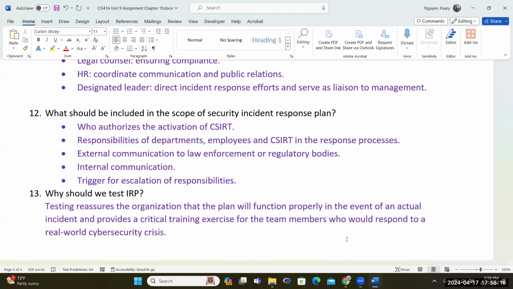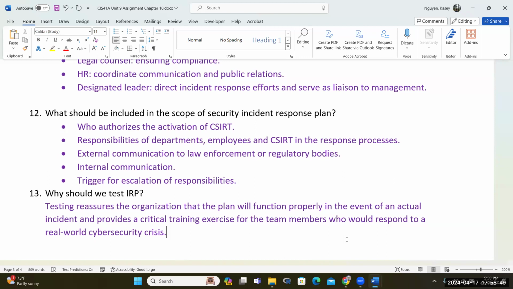Now, insurance will require that you have an IRP if you have cybersecurity insurance, just like how you have property insurance, right? They would require that you have all the measures to prevent fire and other things. Same thing. And then, for a business like this, if they don't have a fire drill, potentially that will impact their insurance. So you have to do a drill for security as well.